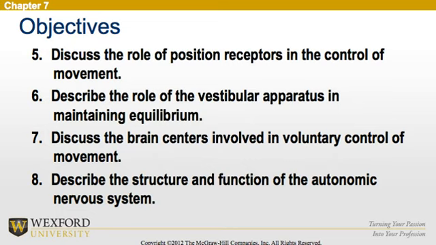6. To describe the role of the vestibular apparatus in maintaining equilibrium. 7. To discuss the brain centers involved in voluntary control of movement. 8. To describe the structure and function of the autonomic nervous system.